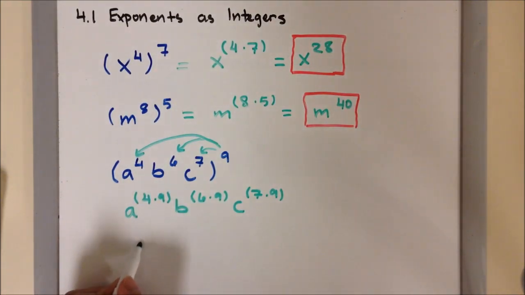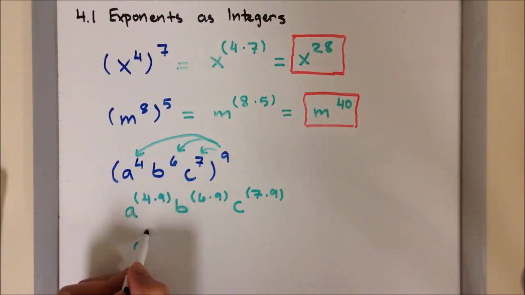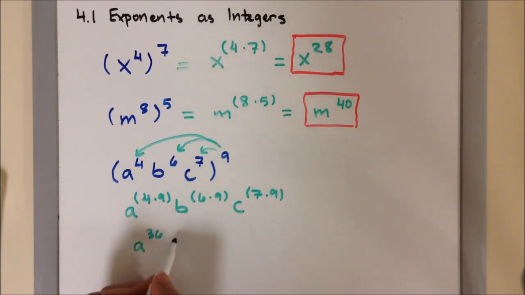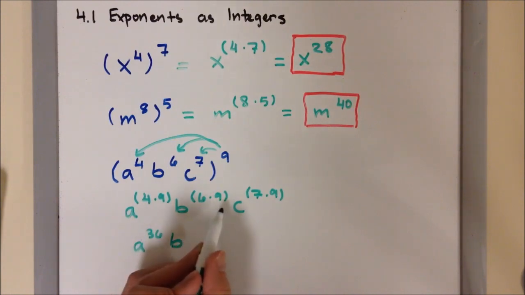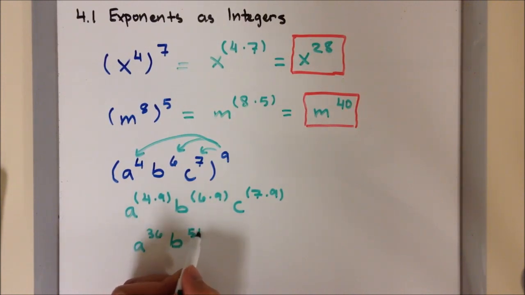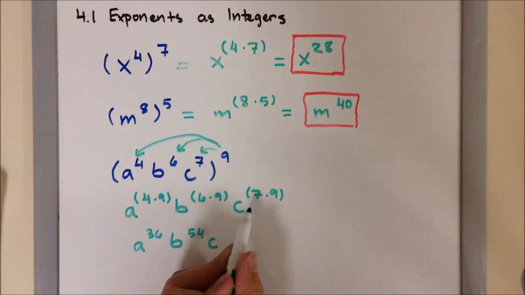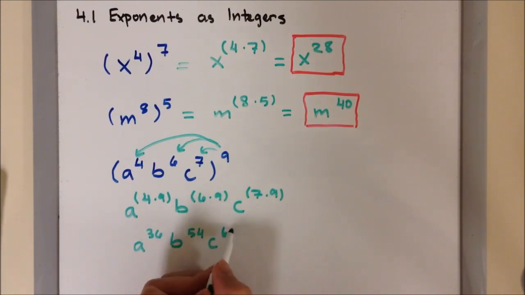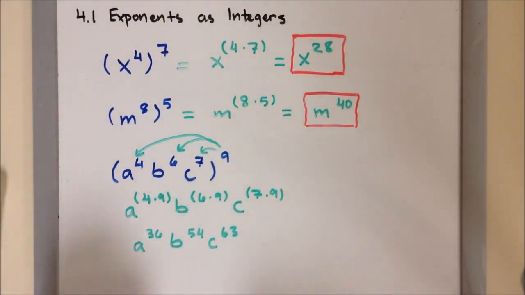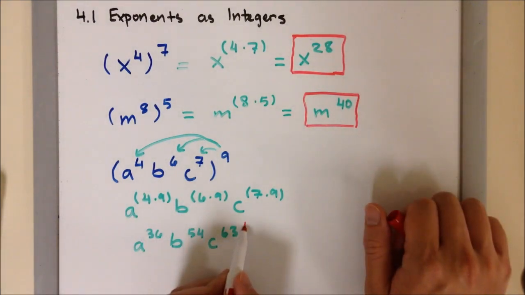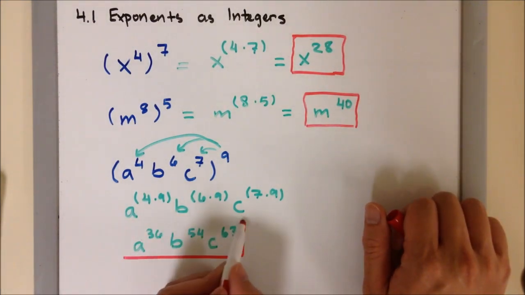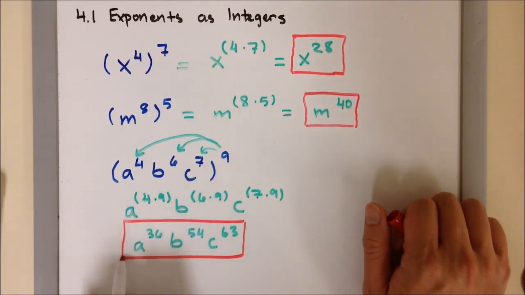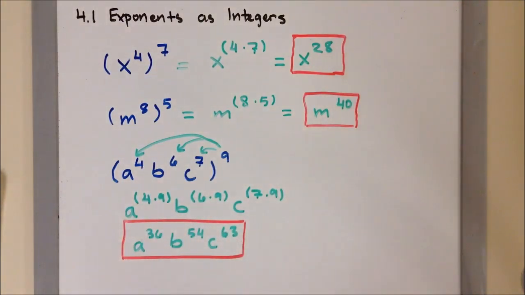So for the a, 4 times 9 would be 36. My b, 6 times 9 will be 54. And then my c, 7 times 9 will be 63. So again, I didn't mess with the a, I didn't mess with the b, and I did not mess with the c. So I only multiplied the exponent only. And that's my final answer.